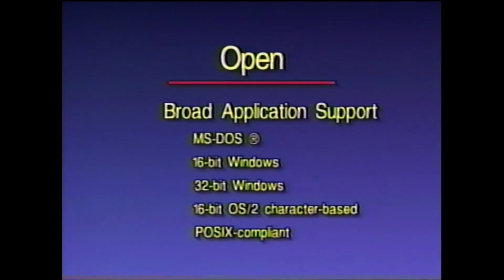Openness also extends to applications. Our customers told us they wanted to integrate their business-critical applications with personal productivity applications. So Windows NT and Windows NT Advanced Server support MS-DOS applications, 16-bit Windows applications written for Windows 3.1, 32-bit Windows applications, as well as OS/2 character-based and POSIX-compliant applications. Given this flexibility, the user can choose the right application for the job.